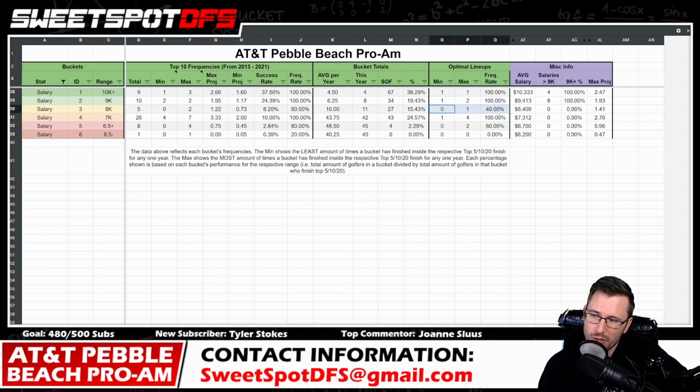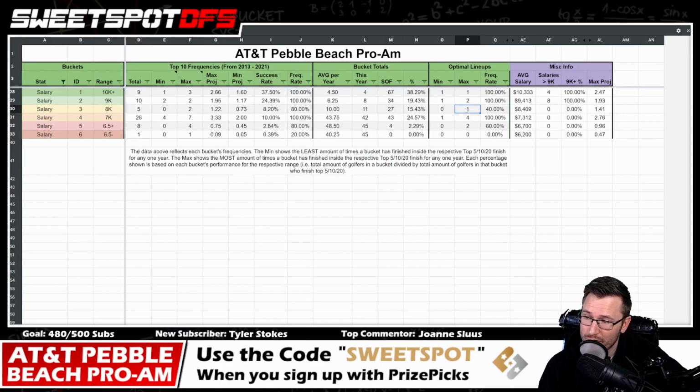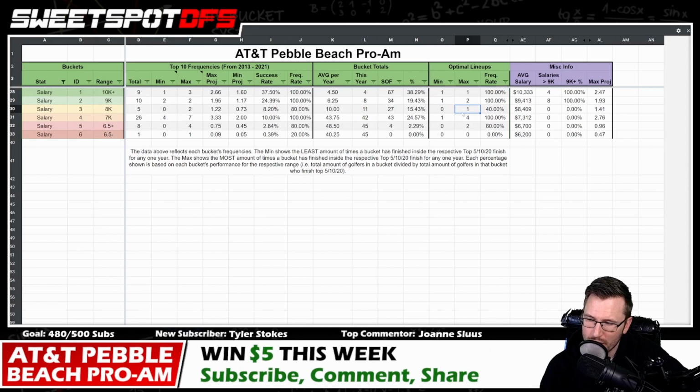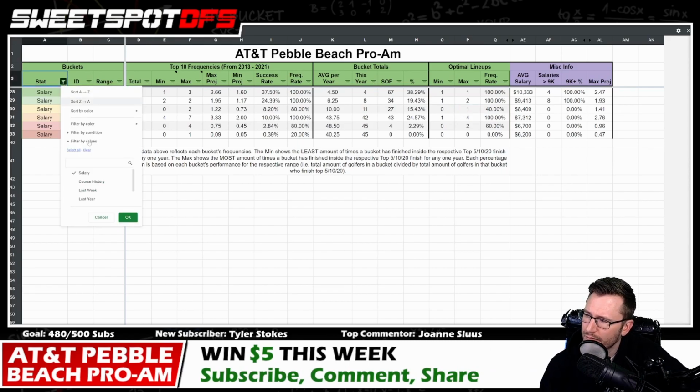But a 40% frequency rate of being in the optimal lineup, which isn't super great. That's 2 out of 5 years. And the max is only 1. So having more, not great, but also we did see a GPP winner have 3 8K golfers in it. I don't remember when it was. Obviously, check out the GPP/optimal lineup section of this video, or the short video that I created for it. Check that out and see it there. But I'm going to move on from salaries.